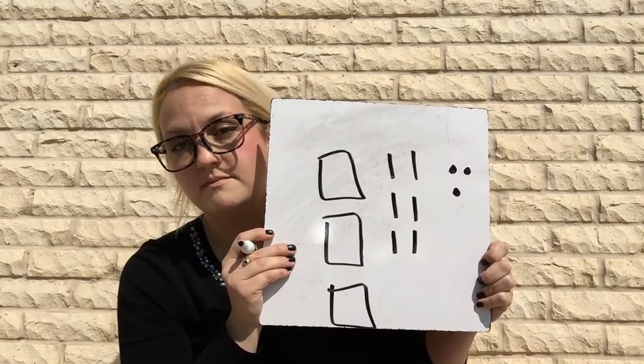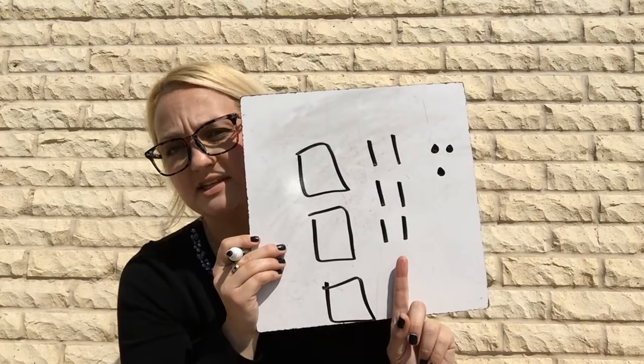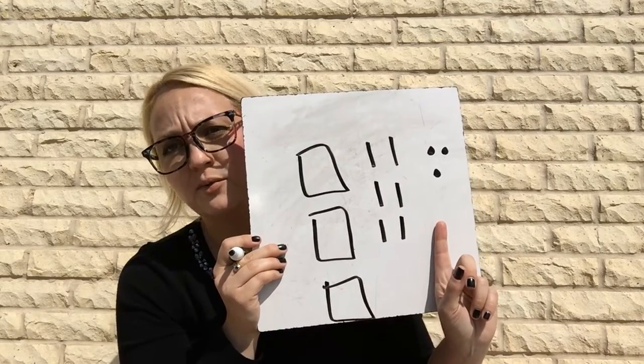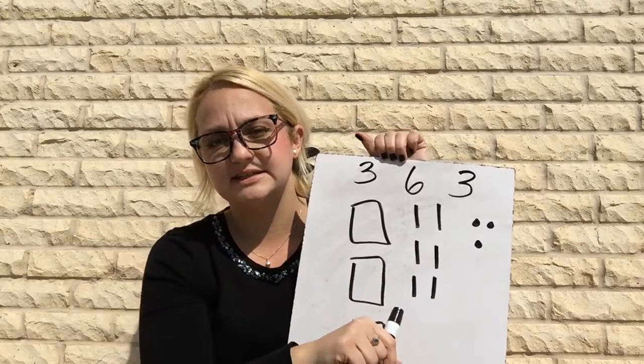Wait, let me do another one. Guess what number this is. How many are in the hundreds? How many are in the tens? How many are in the ones? It's 363. Why? Because I have 3 hundreds, 6 tens, and 3 ones. 363 is your answer.